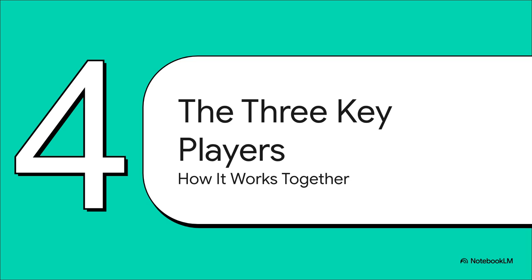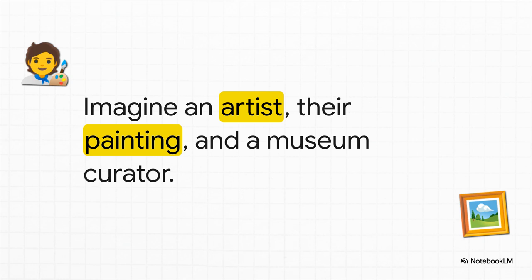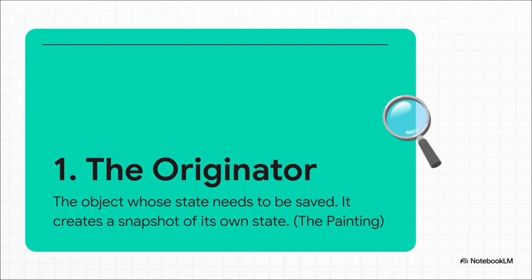The way the Memento pattern pulls this off is by using a team of 3 distinct components. Each one has a very specific job to do, and they have to work together perfectly. To make this really easy to understand, let's use a little analogy. Let's imagine an artist who's working on a masterpiece, and a museum curator whose job is to keep a record of the painting's progress. First up, we have the originator.